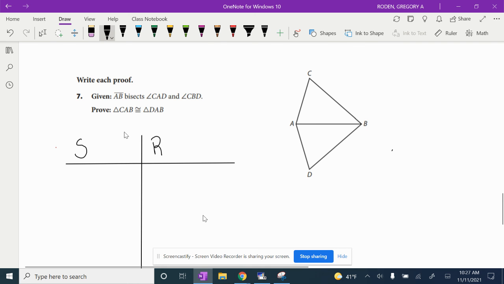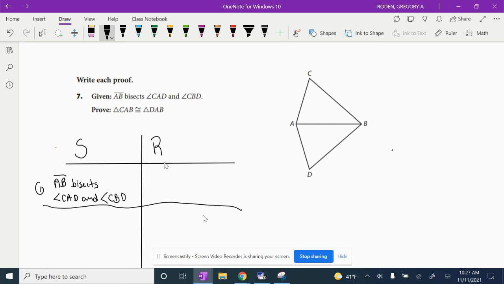I can say that segment AB bisects angles CAD and CBD. Okay, so that's my first line, line one. What's my reason behind that, guys? Yep, it's a given. So this is just a given statement.